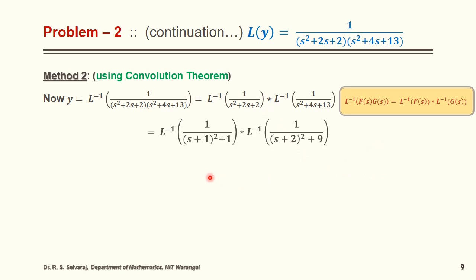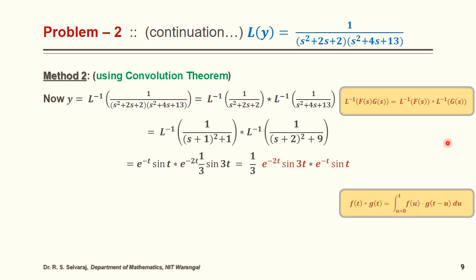We can write the first term as a function of s plus 1 and the second term as a function of s plus 2. Now we all know how to find the inverse Laplace transform of these functions. In the previous slide we have seen the formulas for that, and note that I have applied the commutative property of convolution product, so that e to the power minus 2t sin 3t occurs first, and e to the power minus t sin t occurs second.